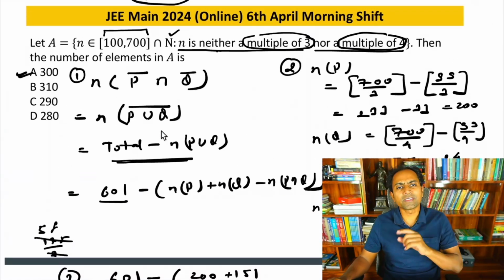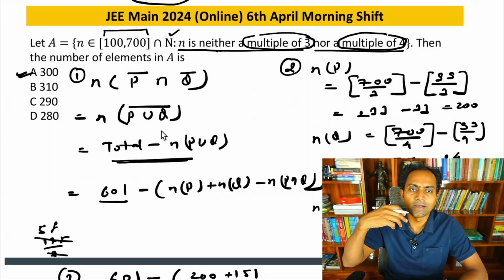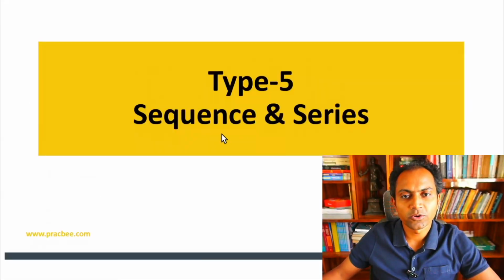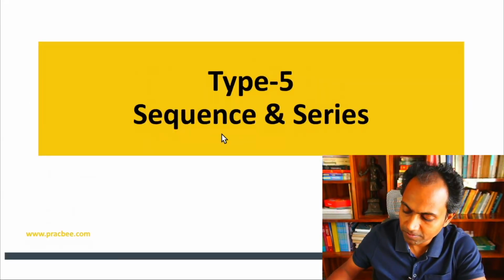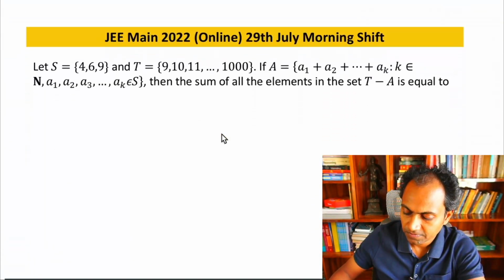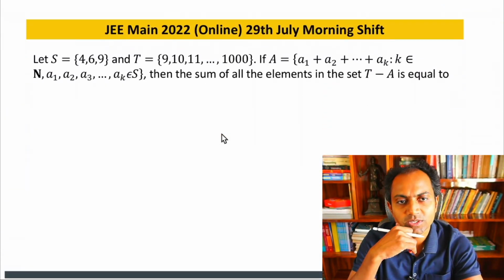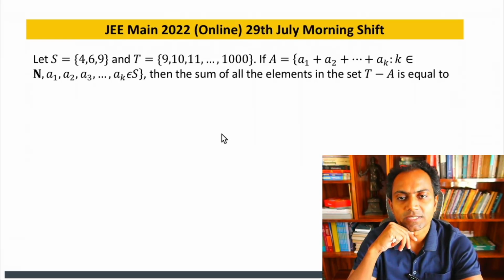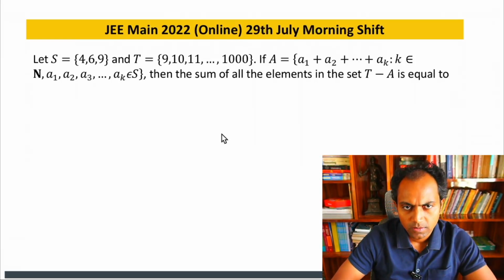So you can see that we are doing the same thing that I have taught you, but slightly different variation using properties of sets. Now let us look into this type 5 problem, that is nothing but problems based on sequence and series and sets. If I look into this 2022 question, it says that S be a set of 4, 6, 9, T be a set starting from 9 to 1000, and A be a set of elements A1, A2, A3, AK all summed up, where A1, A2, A3, AK all belong to set S. Now sum of all the elements in T that are not there in A. So T minus A they are asking.